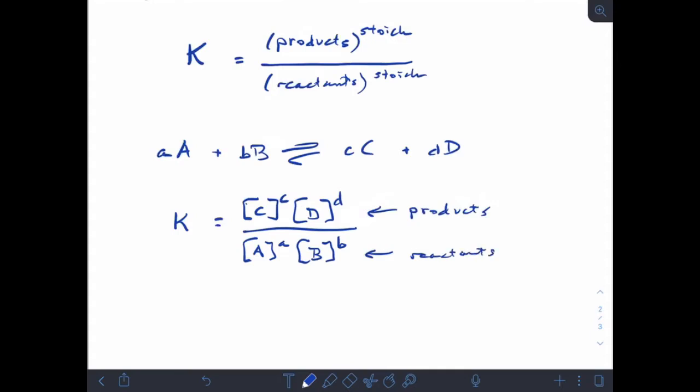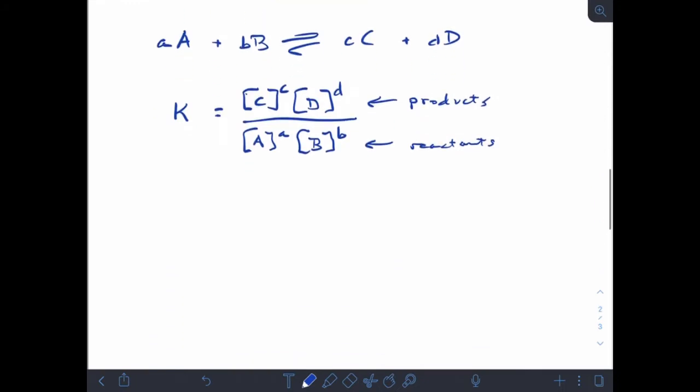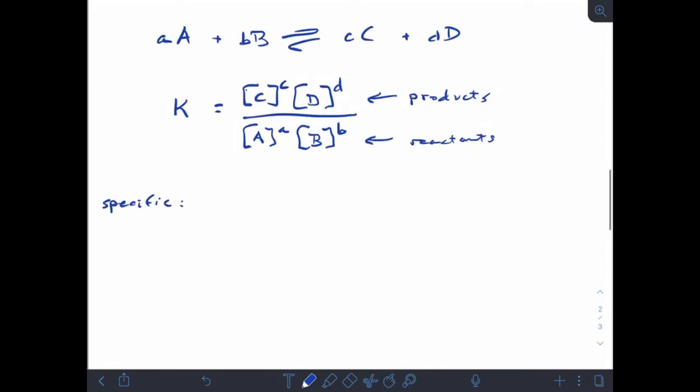Now, when we were writing rate laws in Chapter 14, we were really only concerned with the reactants. When we deal with equilibrium, because we're dealing with forward and back reaction, we have to consider both the products and the reactants. Okay, so this was a generic example. Let's write one that's for a specific equation. Take a look at how that looks in sort of, for lack of a better term, real life.